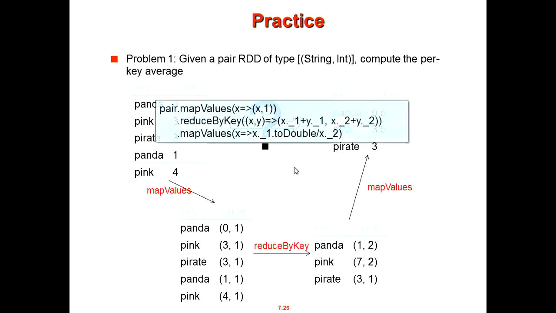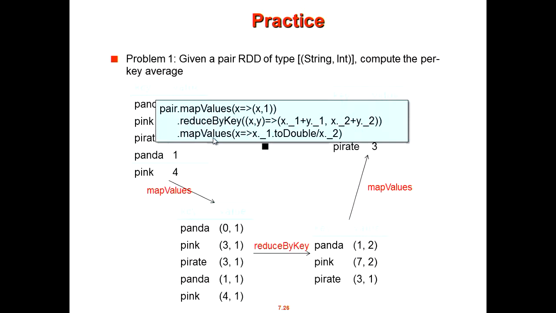And the detailed code is like this. First, we use map values. For each value, we transform it to the value itself and count 1. Then we do a reduce by key. This is a sum for both components. So the values are summed together. The counts are summed together as well. Next we will receive something like this, right?